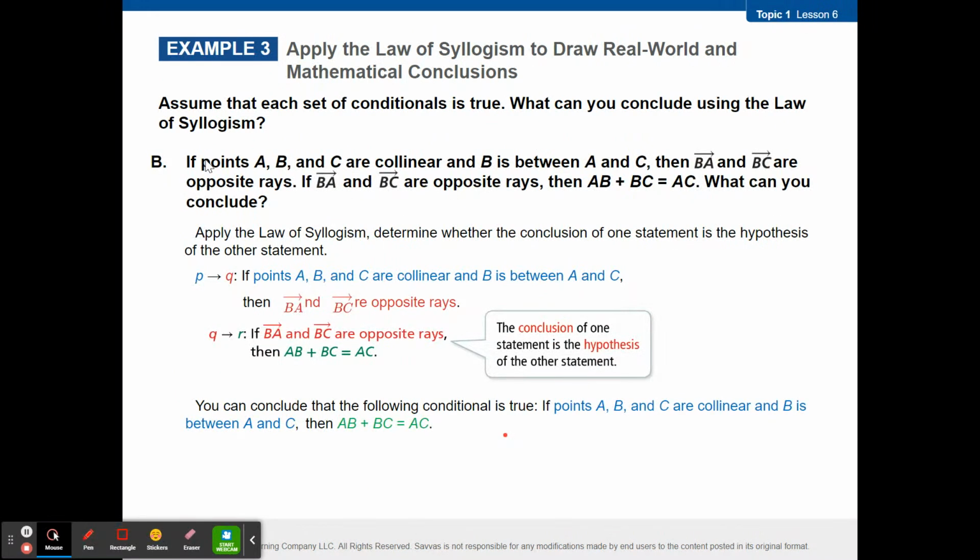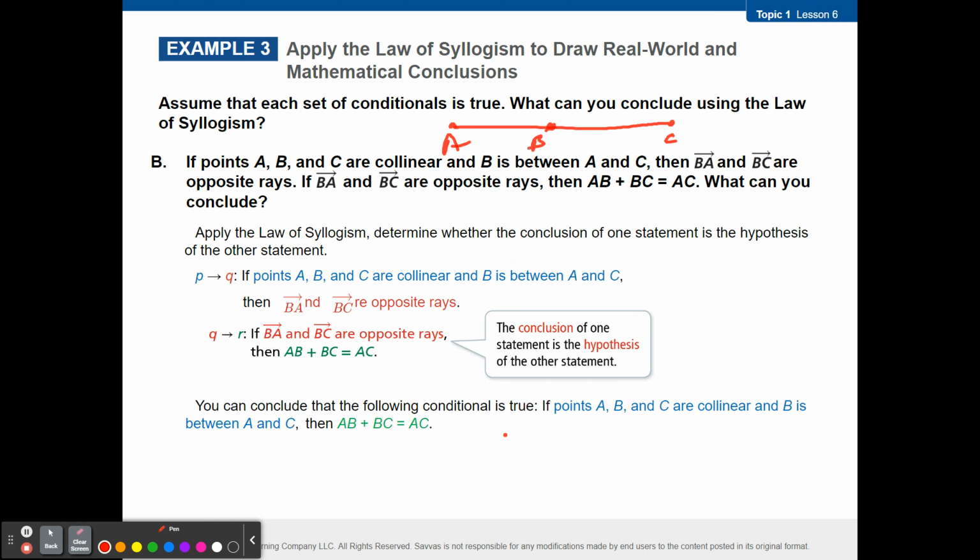All right, so here's our second one. If points A, B, and C are collinear. What does collinear mean? Someone remind me? Good. They land on the same line. Very good. And B is between A and C. If I drew a picture of this, which is, again, guys, very helpful. Here's A, here's C. B is landing somewhere in the middle.